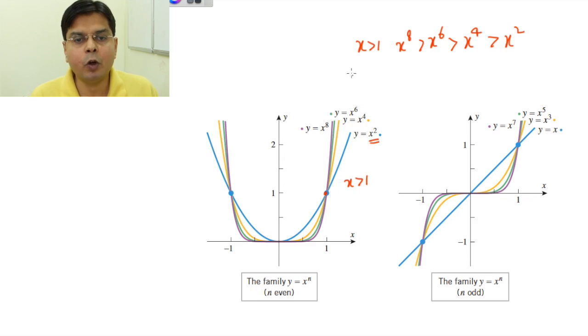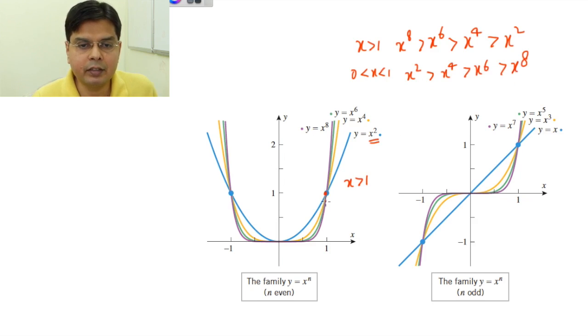But exactly the opposite happens in this region, x less than 1. For x less than 1, x square is maximum, then you have x to the power 4, then you have x to the power 6, and x to the power 8 is smallest. That's why in this region, that is from 0 to 1, this violet curve, that is y is equal to x to the power 8, is lying below all the curves.